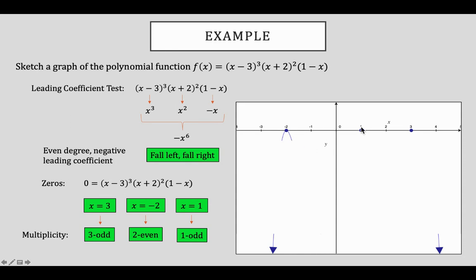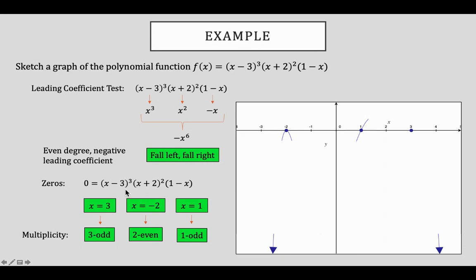Next, our next zero is x equals 1. That is an odd multiplicity of 1, which means that our graph is going to go straight through. That would mean that my graph would have to turn from here and start to come up and go straight through at x equals 1. And then our final zero is x equals 3, which has an odd multiplicity, which means that it's going to go through the x-axis. But remember that when you have odd multiplicity that's greater than 1, it is also going to create an inflection point.